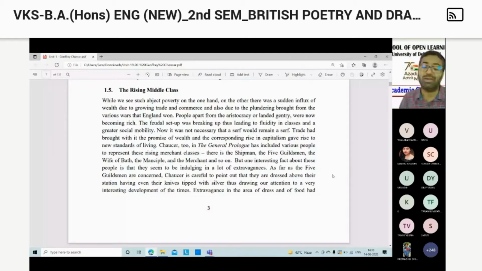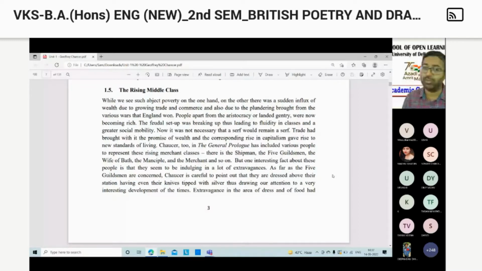There were many wars that were happening, and the middle classes had got a lot of money out of this because the middle classes are neither poor nor very rich. So they are mostly taking away this opportunity of making quick money. People apart from the aristocracy or landed gentry were now becoming rich. The feudal setup was breaking up, thus leading to fluidity in classes and a greater social mobility. Now it was not necessary that a serf would remain a serf. So because of the increase of trade and commerce, there was an extra amount of wealth, an extra amount of money that was flowing within the country.